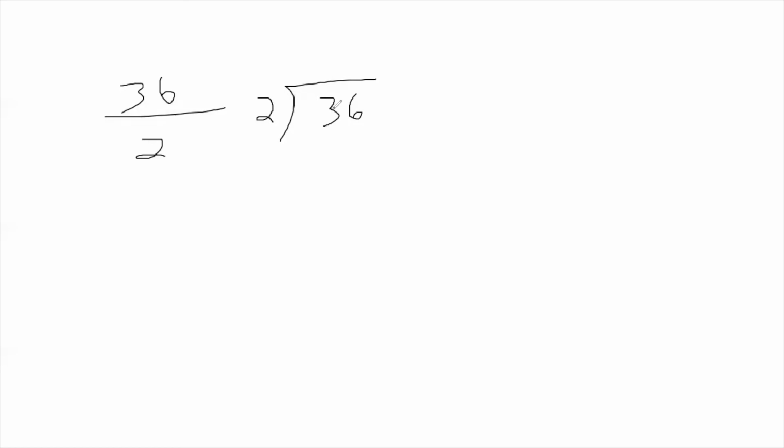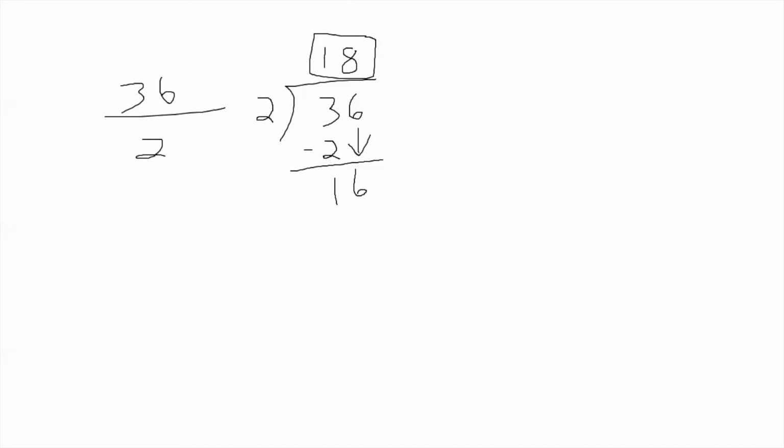So 2 goes into 3 how many times? It's 1. So 1 times 2 is going to be 2. So that goes right here. Subtract that, and it's going to be a 1. And then you drop this 6 down. And then 2 goes into 16 8 times. So 36 divided by 2 is 18. You guys have to remember how to do these because you're going to have to show your work once you start going back to school.